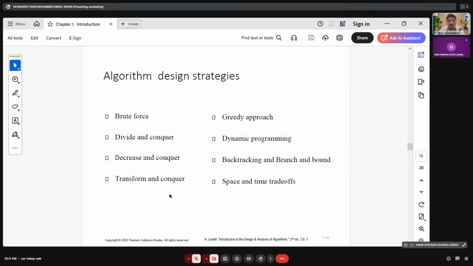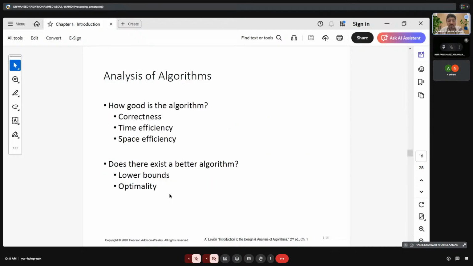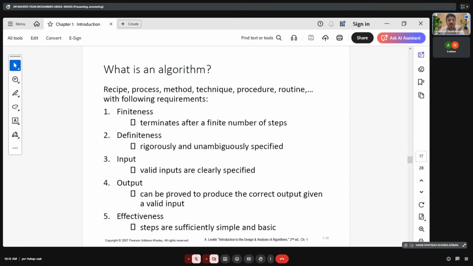Okay, this one was chapter 1: algorithm design strategies, analysis of algorithms. Correctness means give me the right answer. Time efficiency: how much time and space efficiency. Does there exist a better algorithm? Lower bounds, optimality. Okay, what is an algorithm?